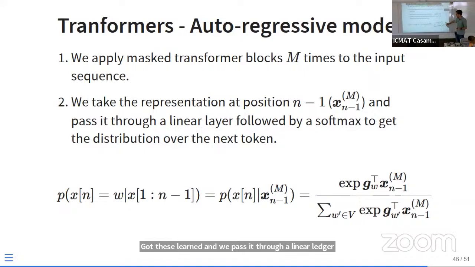Okay, this is this operation here, where these values of this linear transformation are also learned. Once we have this, we have a probability distribution of the tokens that are just affected by the previous tokens.